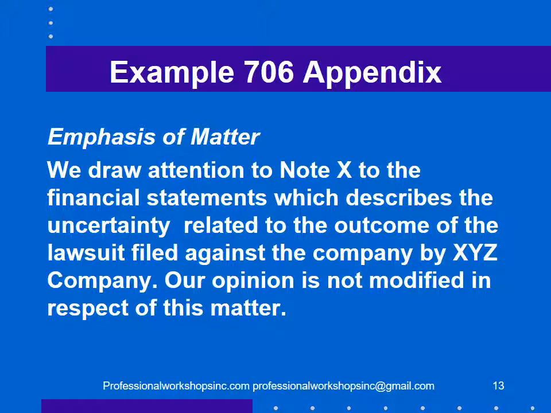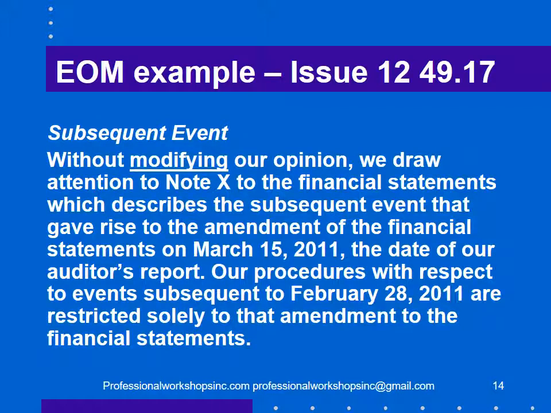Here's an example from 706. And this is an emphasis of matter, uncertainty related to an outcome of a lawsuit. So that's in note whatever it is. And then we have the sentence that says, our opinion is not qualified in respect of this matter, instead of is not modified. And maybe we say qualified because we decided that if it was a problem, we would have only a qualified opinion, not an adverse opinion, for instance, but qualified or modified.